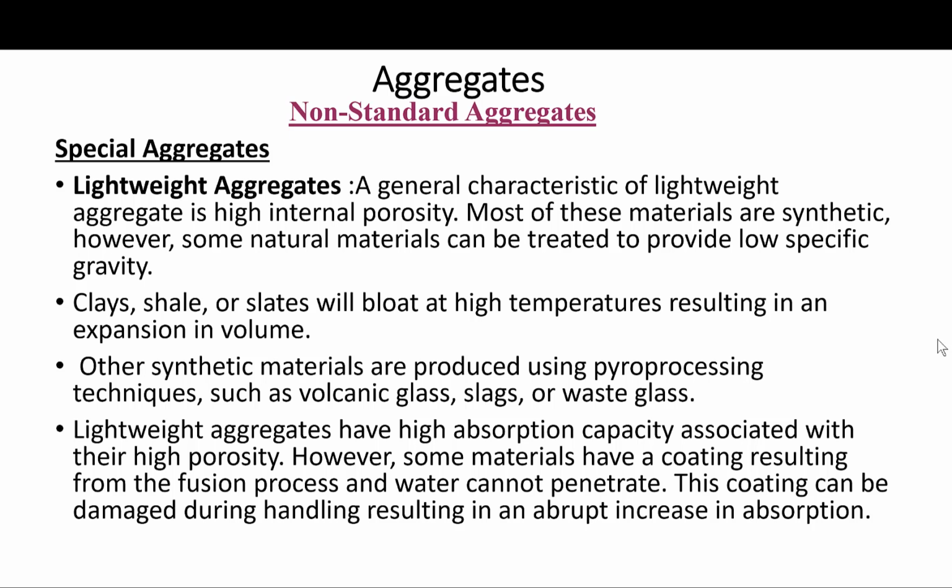So of the special aggregates, we have the lightweight aggregates. A general characteristic of the lightweight aggregate is high internal porosity. Most of these materials are synthetic. However, some natural materials can be treated to provide low specific gravity. Clays, shales, or slates will bloat at high temperature, resulting in an expansion in volume. Other synthetic materials are produced using thermal processing techniques such as volcanic glass, slags, or waste glass.